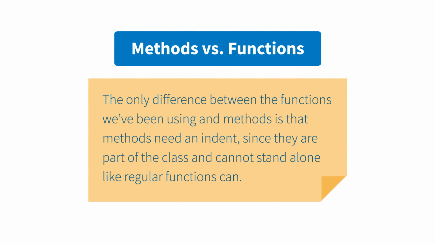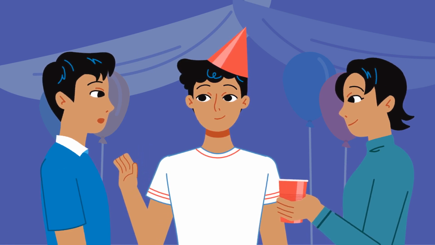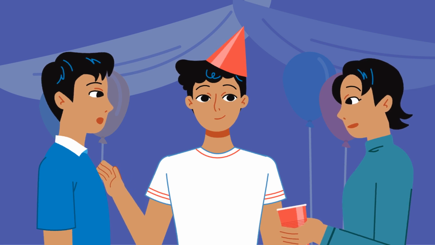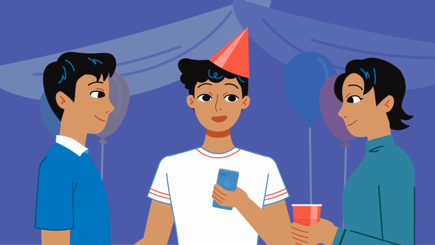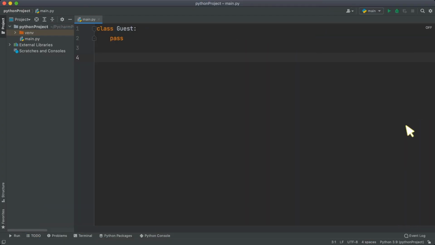All right, let's see everything that we've learned so far in action. So for example, you attended a huge party and you met a lot of cool people. Now you want to save everyone's contact details so you can get in touch with them later on. Let's name our class Guest and type pass for now.